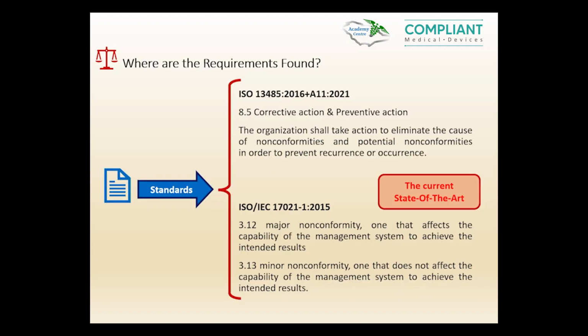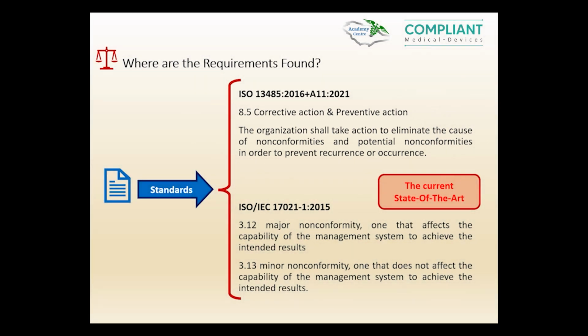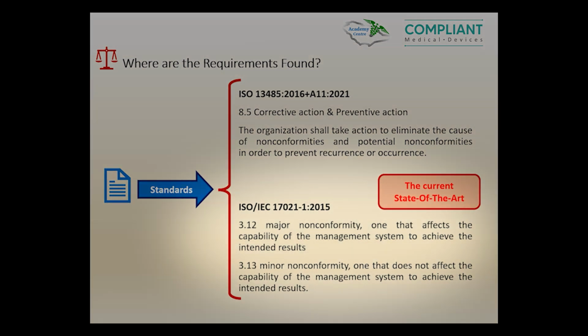The requirement comes from clause 8.5 of ISO 13485, which talks about corrective and preventive actions. The aim is to act in order to prevent recurrence of faults that have already happened and to prevent the occurrence of faults that could potentially happen. The definition of major and minor comes from ISO 17021, the standard used by certification bodies.